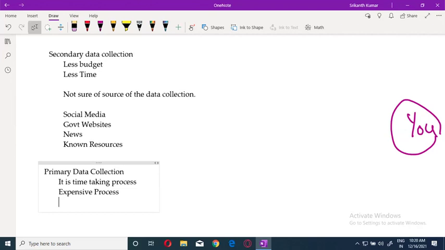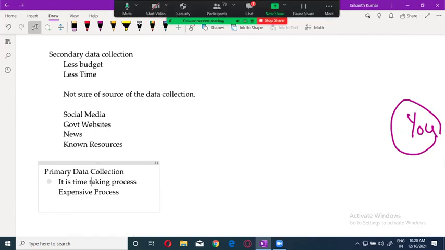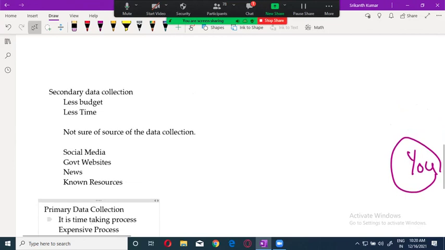Yes. Speak it out. How is it expensive? It is a time-taking process. Obviously, your resources have to spend time. My resources means my employees. Here, I'm getting the secondary data collection in 1 week, and here I may get it in 3 months. So 3 months salary I have to pay to my resources, right? That is an expensive process. Definitely it is an expensive process.